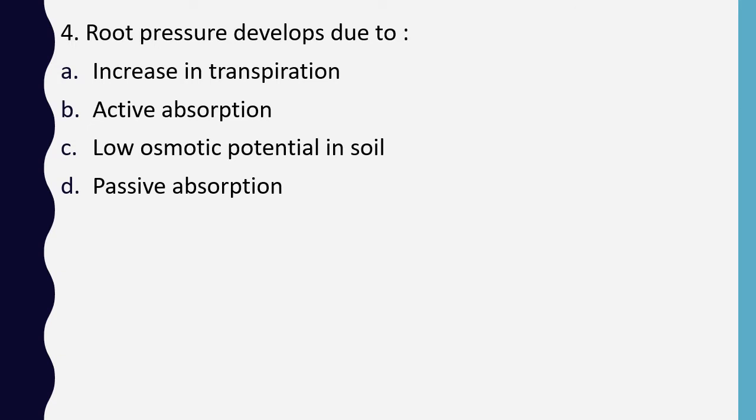Question number 4. Root pressure develops due to increase in transpiration, active absorption, low osmotic potential in soil, passive absorption. Root pressure develops due to. Correct answer is option B, active absorption.